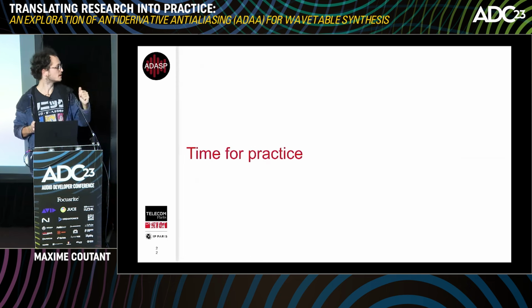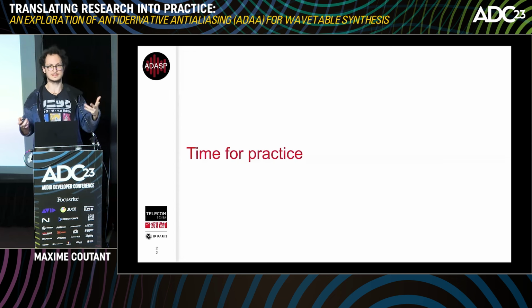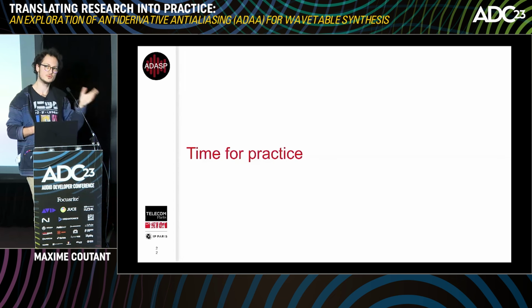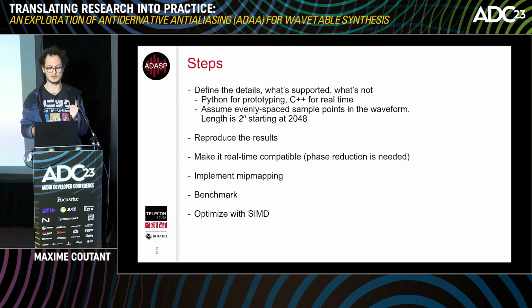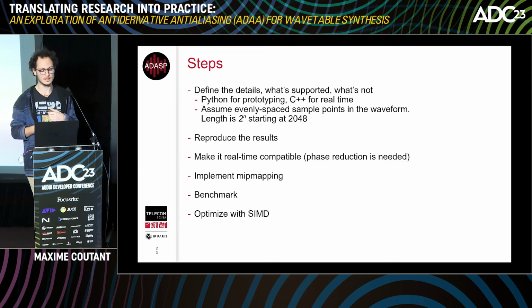Okay, so now it's time to practice. Let's try to make things work. When you go from research into practice, you have to settle things down. You have to decide what you're going to support, what you're not going to support. So in my case, I'll use Python for prototyping and C++ for benchmarking, speed benchmarks and stuff. I'll assume evenly spaced sample points in the waveform, and I only work with waveforms of a size that is a power of 2. Then the first step will be to reproduce the results, and I'll spare you the details.